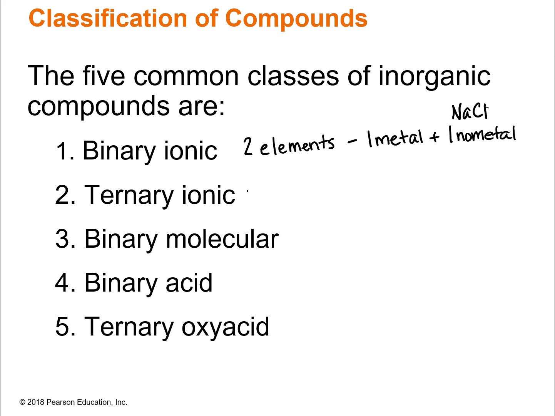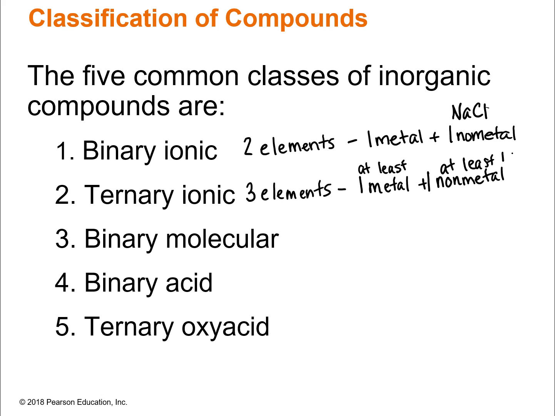Ternary ionic compounds, similar. You're going to see more elements though. You're going to see 3 elements. You're going to see at least one metal. And you're going to see at least one nonmetal. And it'll become a little bit clearer as we move on.